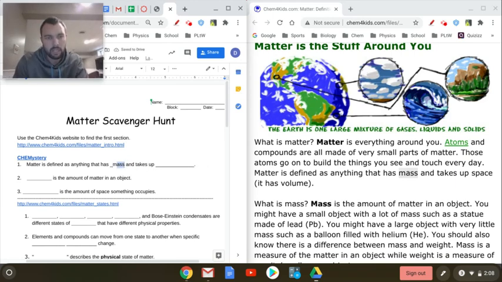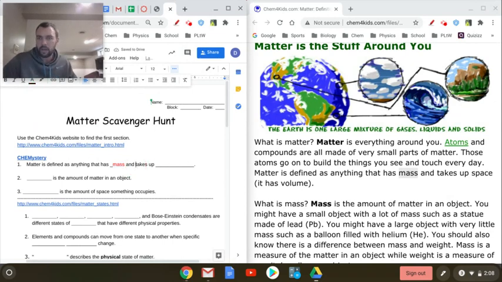And one thing I always like to do is change my responses into a different color ink. It just stands out. It makes it a lot easier for myself to grade your stuff, so I can get it back to you faster and make sure you get more direct feedback. All right, and takes up space, meaning that it has volume. So I'm going to put space in here. So anything that has mass and takes up space, we call that matter.